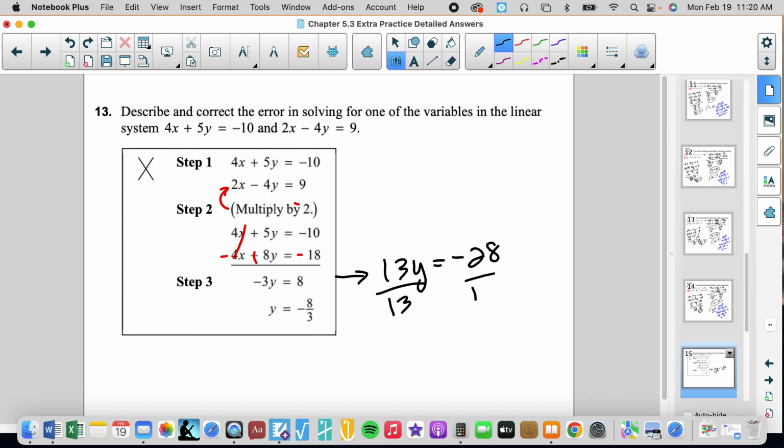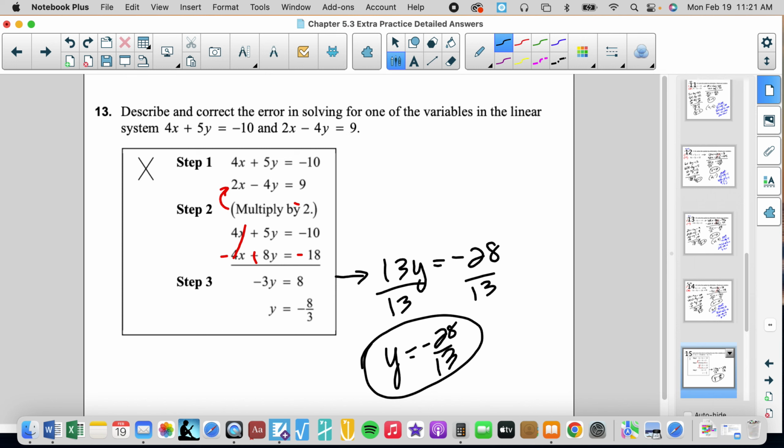Divide by 13. Ooh, I made a mistake again already. -2, +8, -18, that's correct. That does give me 13y. That does give me -28. Are we going to get, oh yeah, well, we do get a crazy answer. So divide, and we get y equals -28/13. Yuck.